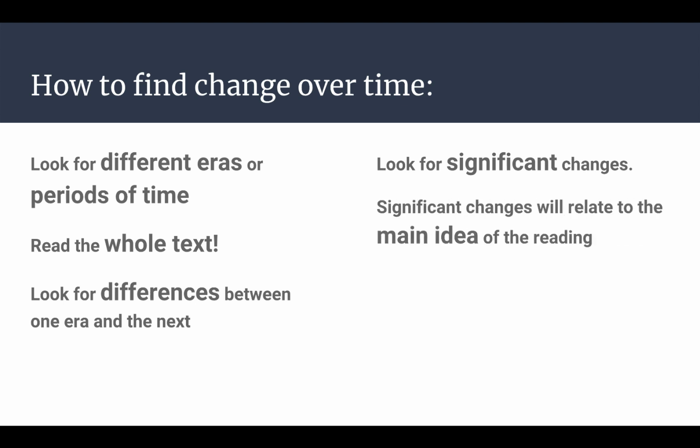And a significant change is a change that relates to the main idea of the reading. So first, you need to find that main idea of the reading. You've read the whole thing, you've figured out what it's mainly about, the main idea of the reading. And then you're going to look for changes and differences that relate to that main idea. So you want the really important information here. That's what we mean when we say significant changes, and that's really what we're looking for with standard 3.